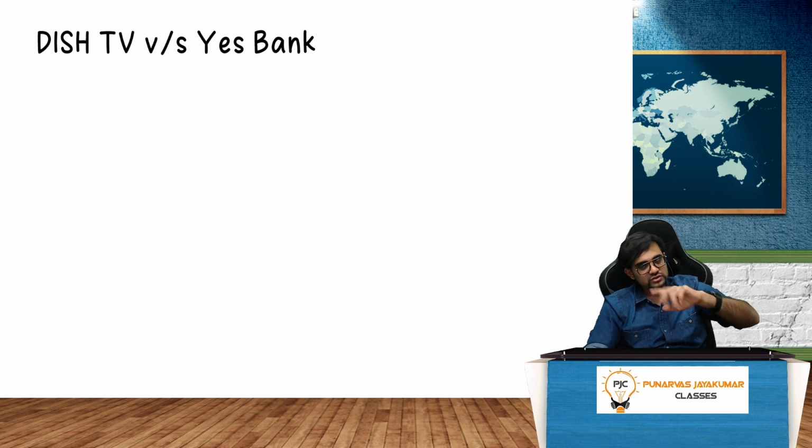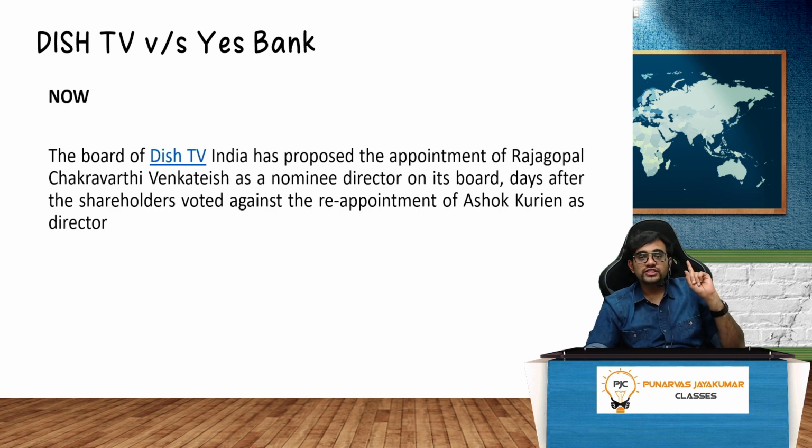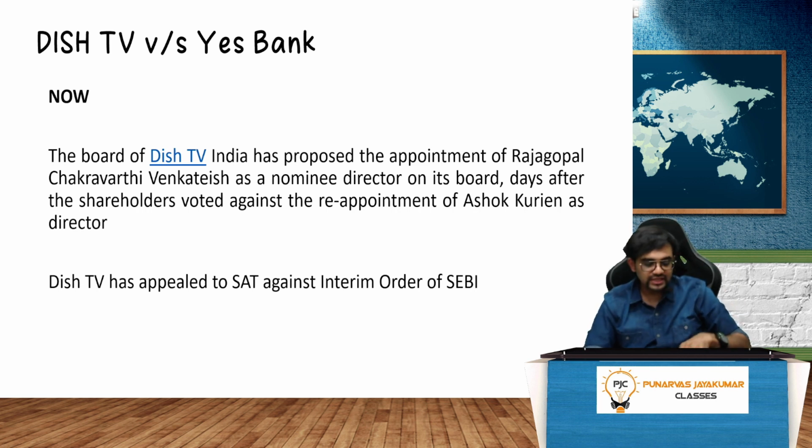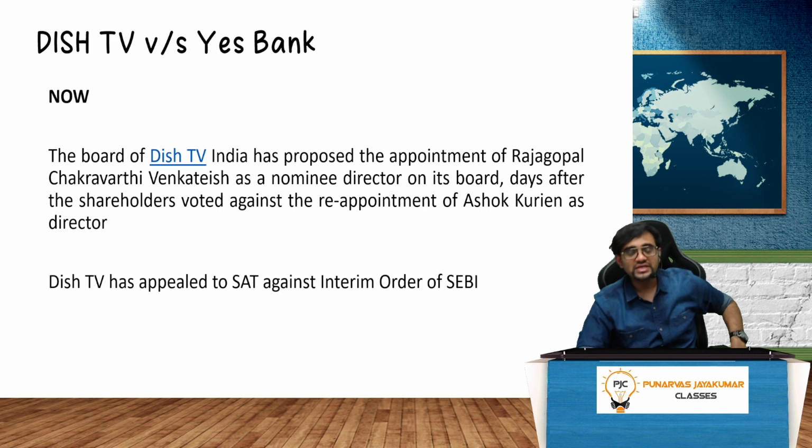What is the scene now? So they declared it a couple of days ago only. What is the scene now? The board of Dish TV has proposed the appointment of Rajgopal Chakravarti Venkateshaya as a nominee director on the board, days after shareholders voted against the reappointment of Ashok Kurian. So they now have come up with a nominee director concept, and they have appealed to the Securities Appellate Tribunal against the interim order of SEBI. As of today, March 13th, when I am recording this video, these 2 things have happened.